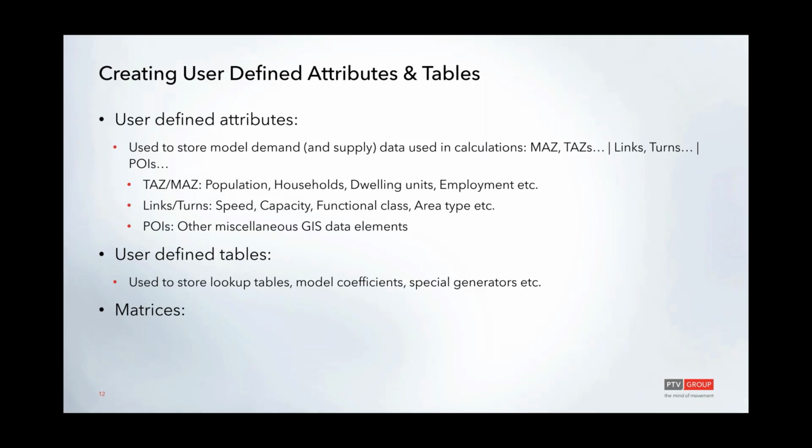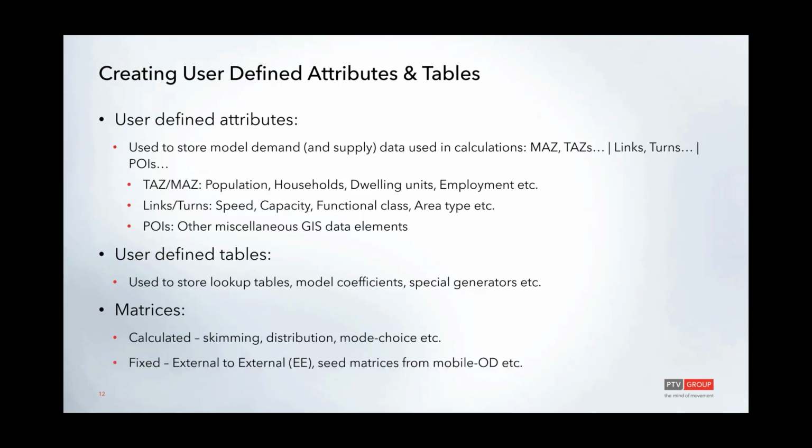Lastly, we have matrices. The matrices in Visum are classified as calculated matrices, which come from running processes like skimming, distribution, mode choice, and so forth. Then we can have fixed matrices, which might be external to external matrices that are simply loaded from a file and fixed, or this might be information that you're bringing in from other newer third-party sources to supplement your modeling. The examples would be information coming from mobile OD data, which is available these days, and such.